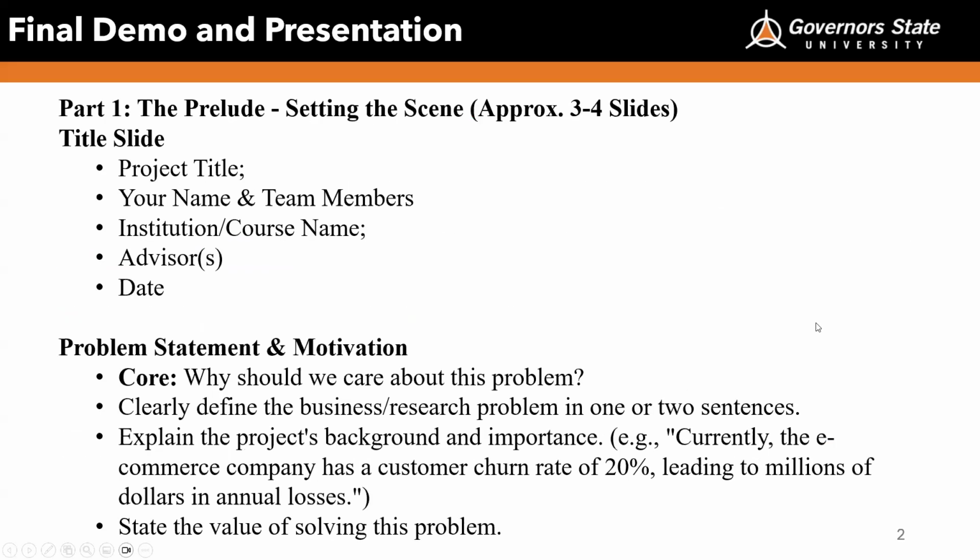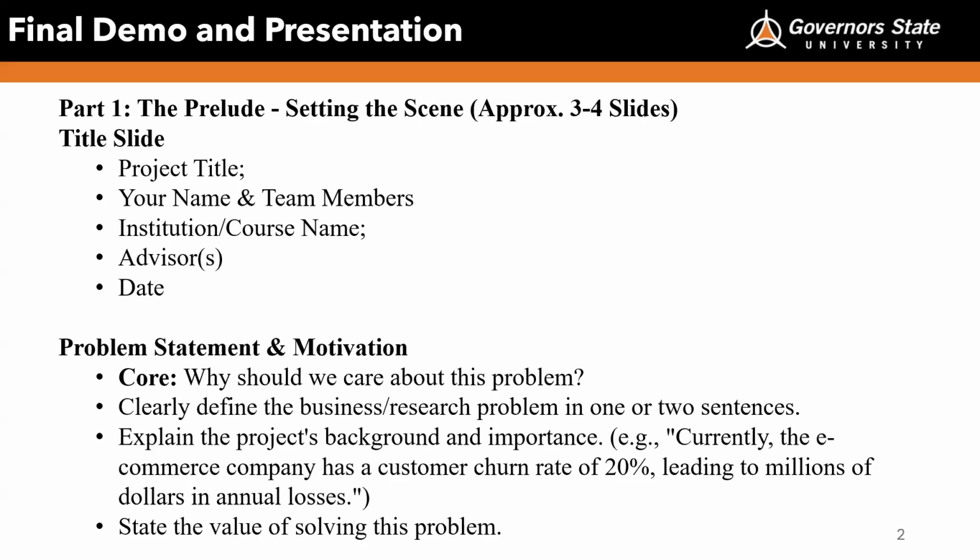So part one should be the prelude. This is where we set the scene. Normally it can be three to four slides. The first slide will be the title slide. It will contain your project title, name, and team members, institution and course name, the advisor name, and the date.